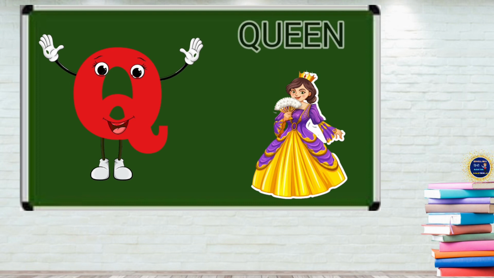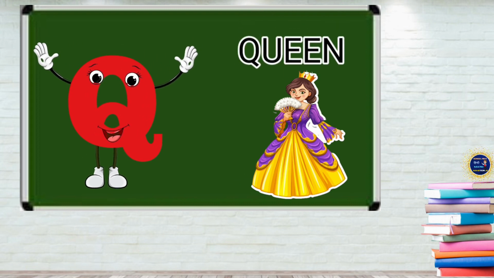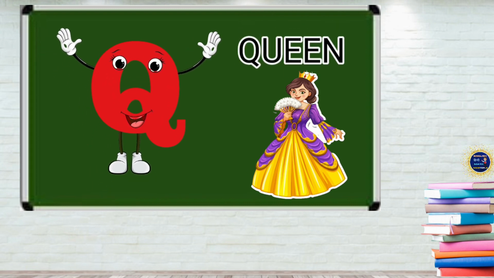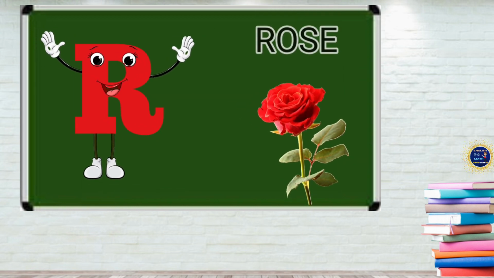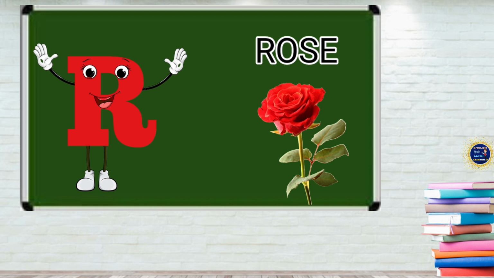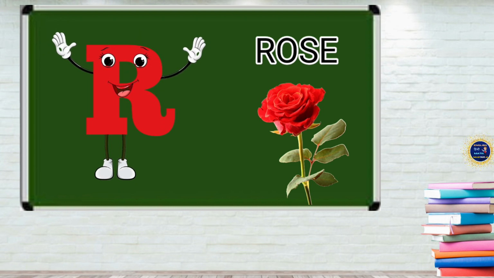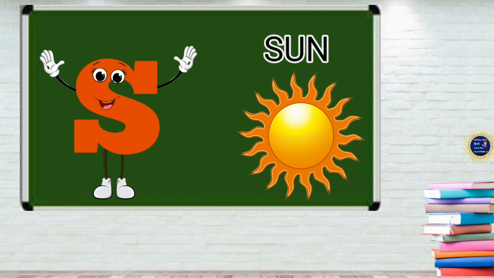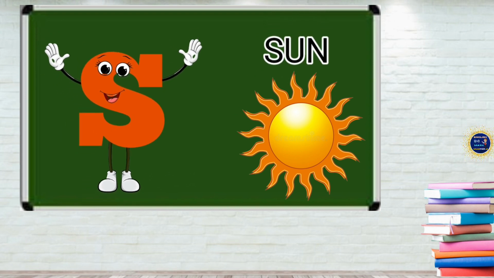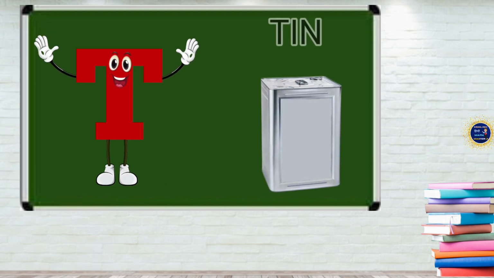Q, Q for queen. Q, U, double E, N, queen. R, R for rose. R, O, S, E, rose. S, S for sun. S, U, N, sun. T, T for tin.